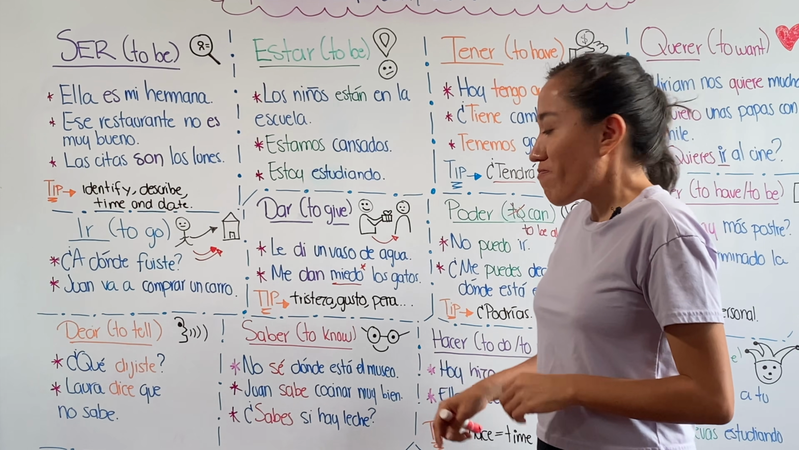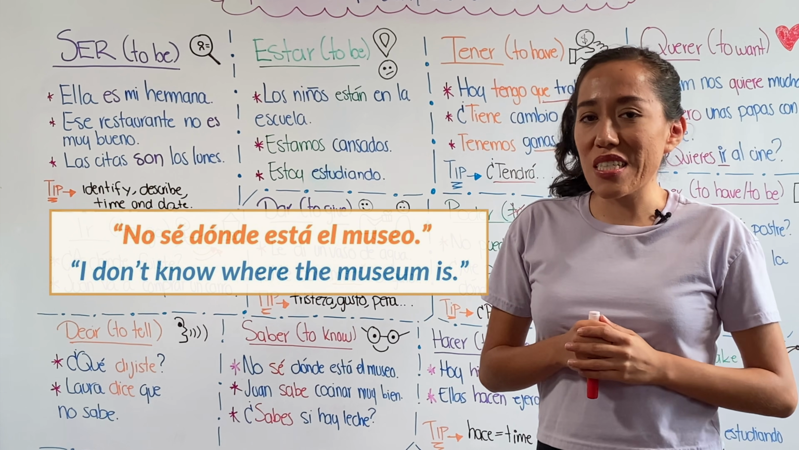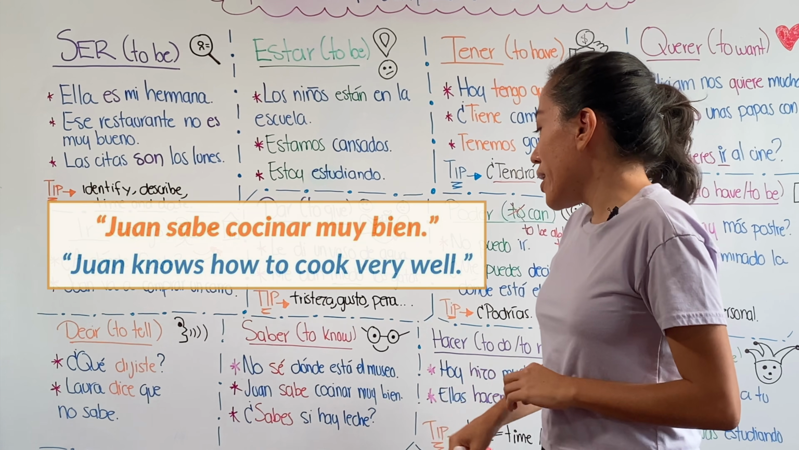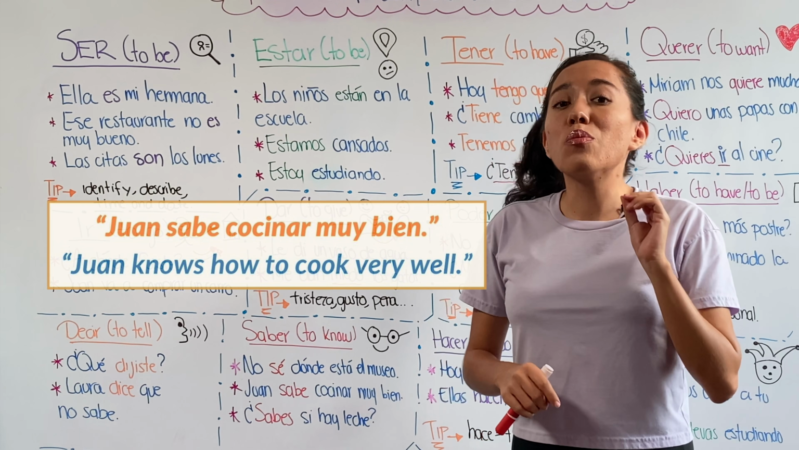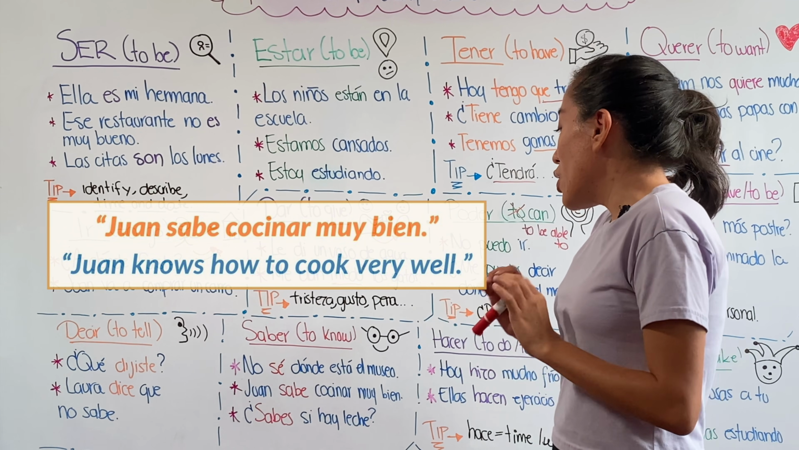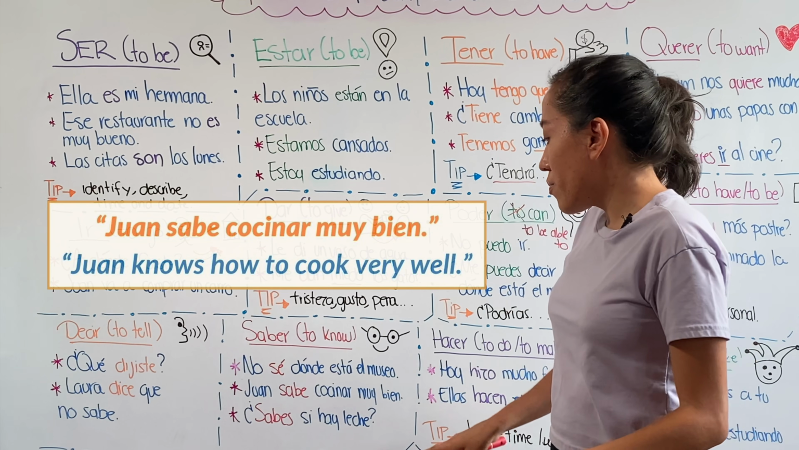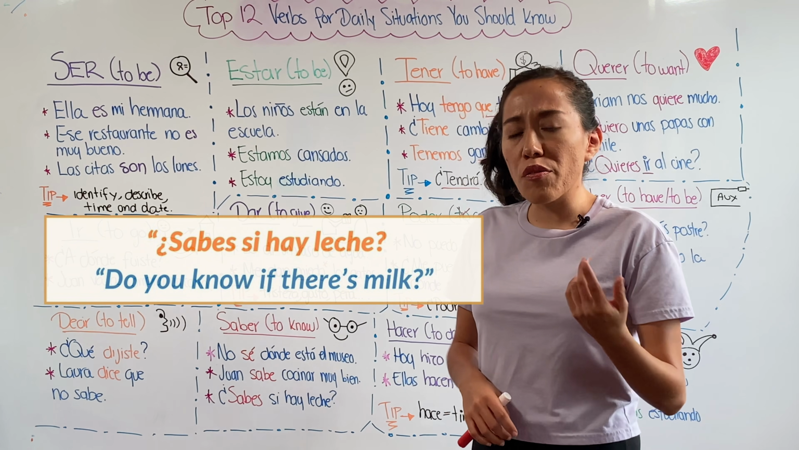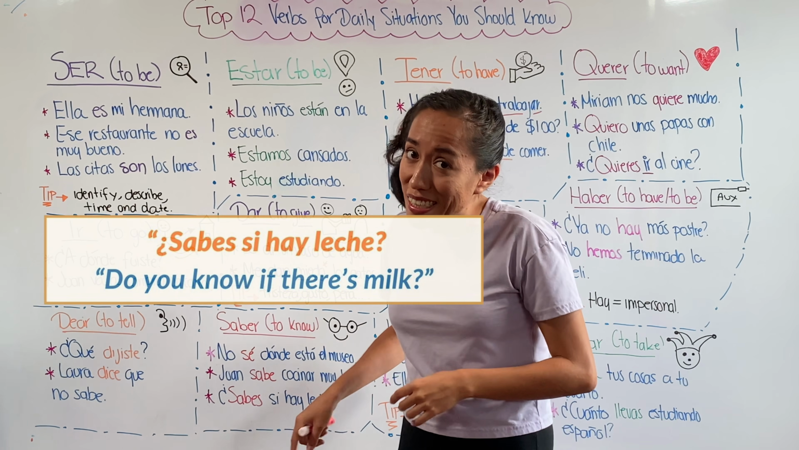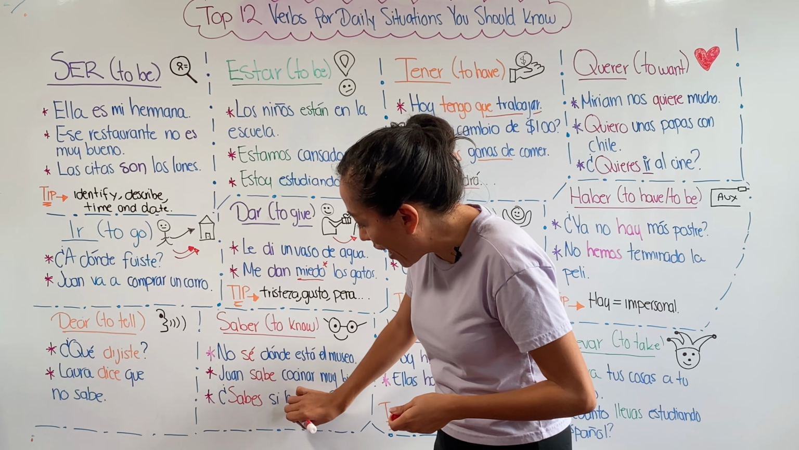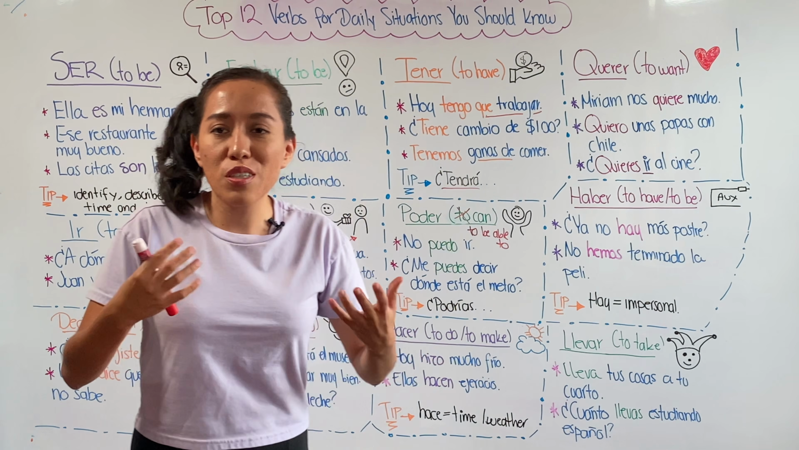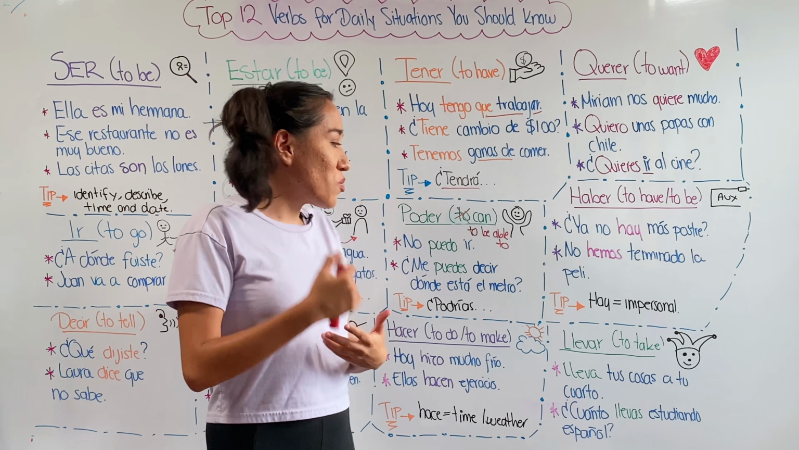For example, no sé dónde está el museo. I don't know where the museo is. Sorry. Juan sabe cocinar muy bien. Juan knows how to cook very well. The third example, ¿sabes si hay leche? Do you know if there is more milk? As you can see, I'm actually using hay again. I told you these verbs are super useful in daily life situations.